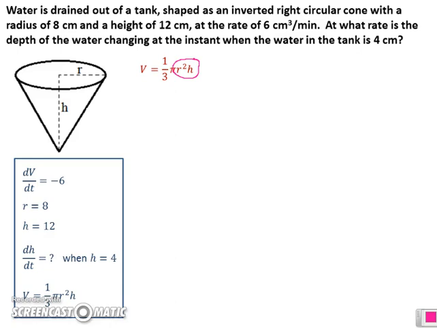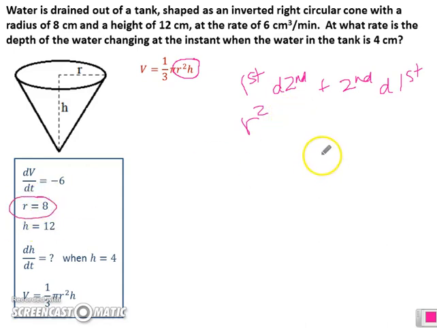When you do the product rule, remember it's going to be the first times the derivative of the second plus the second times the derivative of the first. Well, that's great. The first is r squared. We have an r, kind of. We have an r of the cone, but not the water. Derivative of h is no problem. That's what we're looking for. That's an okay one to have.